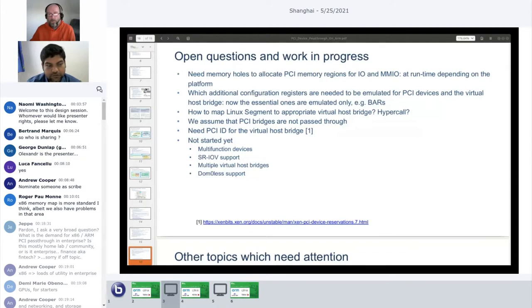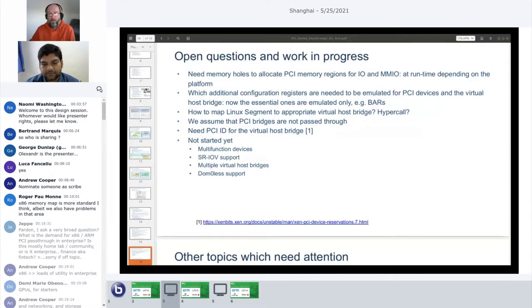We also need to map a Linux segment to a virtual host bridge. And for that reason, we might probably need a hypercall. So the question here is that the Linux segment. Sorry, what is a Linux segment? Domain, okay. A PCI domain. Yeah, I'm talking in PCI context.